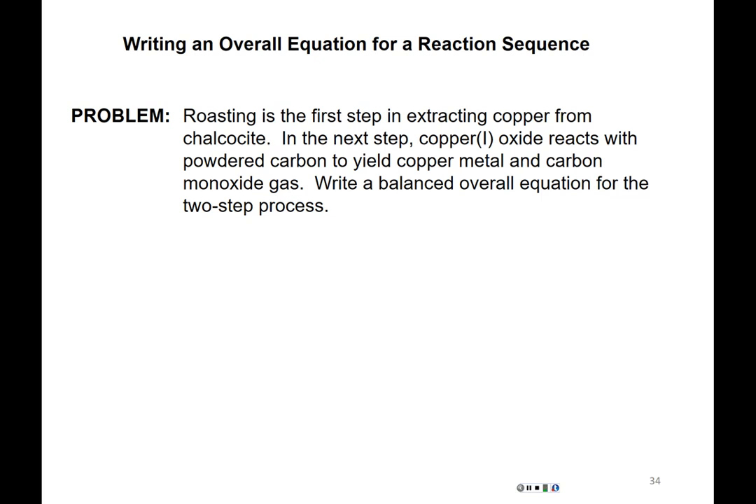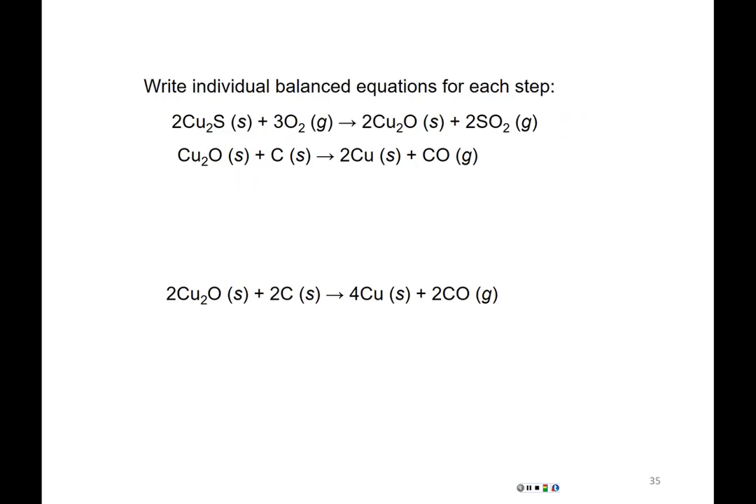So the problem is: roasting is the first step in extracting copper from this calcite mineral. In the next step, copper 1 oxide reacts with powdered carbon to yield copper metal and carbon monoxide. We're trying to write a balanced overall equation for this two-step process. So let's see the individual steps. So if we look, these are the two individual steps.